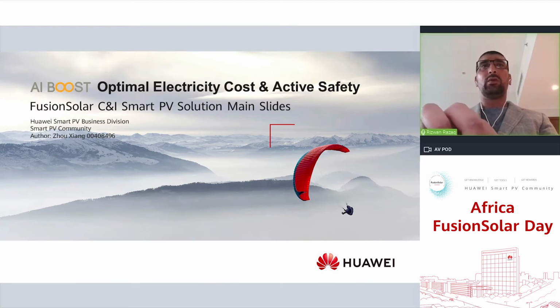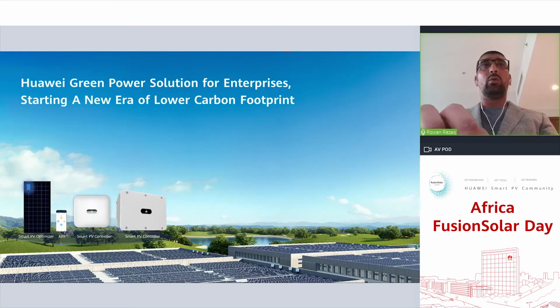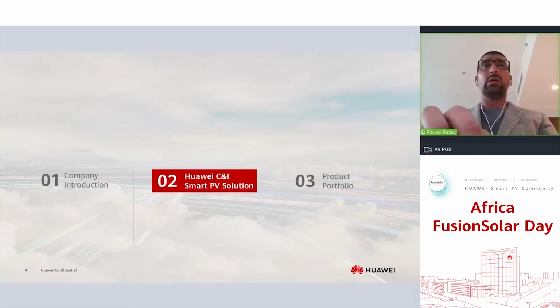Today's session will be talking about optimum electricity cost and active safety for the CNI applications of projects in the Middle East and Africa region. Huawei Green Power solution for enterprises starting a new era of low carbon footprint, from solar PV optimizers, the application of the mobile phone, the small inverters, as well as the largest string inverter as well. So today's discussion will be talking about several scenarios, company introduction, and in particular, from my section, we'll be talking about the Huawei CNI Smart PV solution, along with the product portfolio.